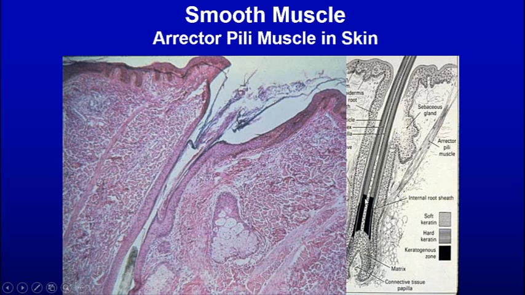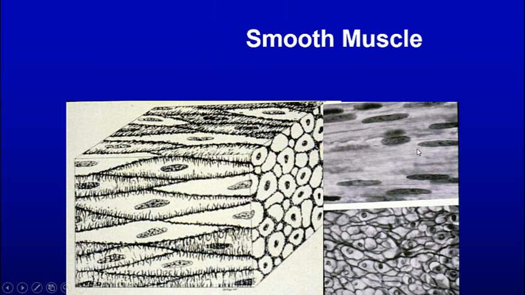Also, we have smooth muscle in the erector pili muscle. If you ever had chill bumps or cold bumps, then that's the erector pili muscle trying to pull the hair up to stay warmer, but meanwhile it indents the surface there, making the chill bumps.